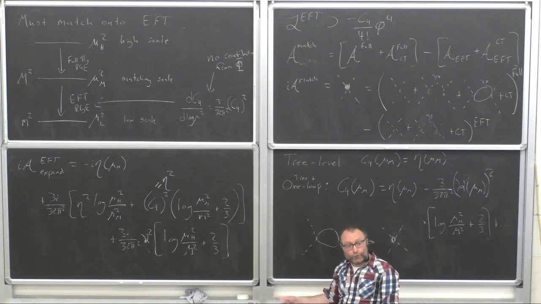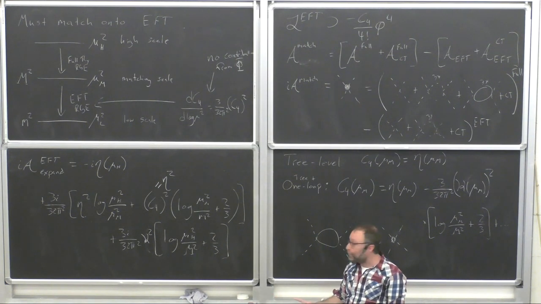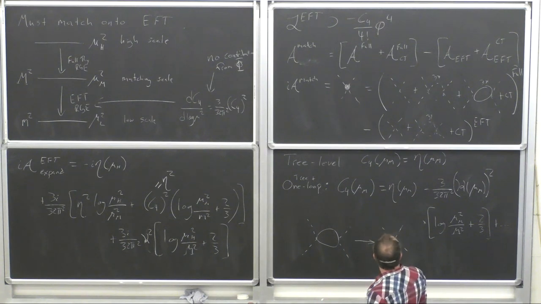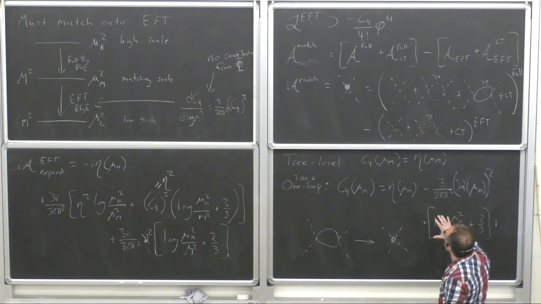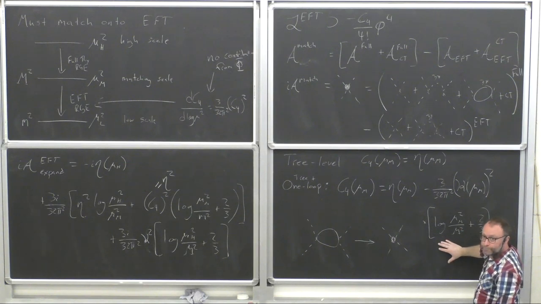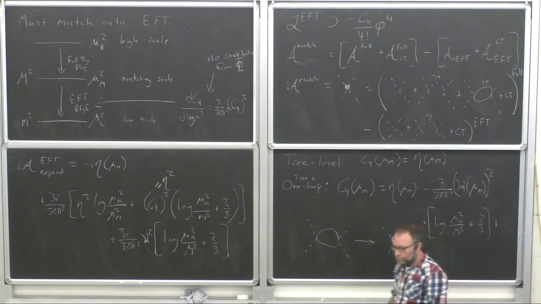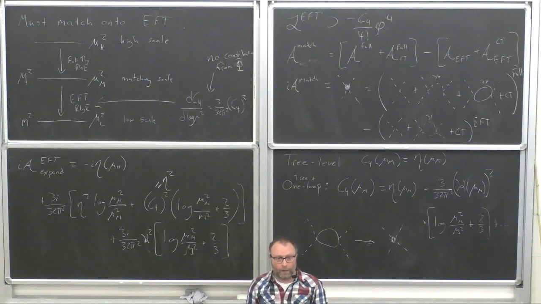that the RG improved and EFT matched example, which is here-ish, okay, has no large log problems, right? Okay, and hopefully you see that this is totally systematic, right? You just keep going order by order, and it gets more complicated, but it's the same idea, right? Just keep going. Okay.